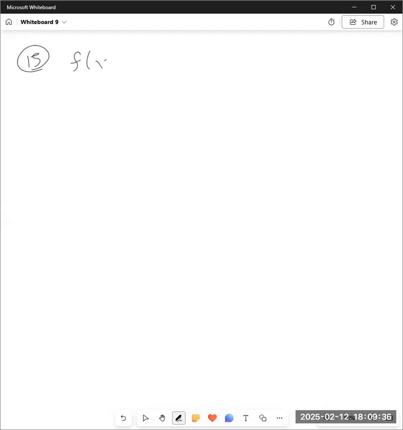f of x is equal to 2x minus 3. Our domain is negative infinity to infinity. Here, since it's a polynomial, f prime of x is equal to 2. And that never equals 0. So there are no critical numbers.